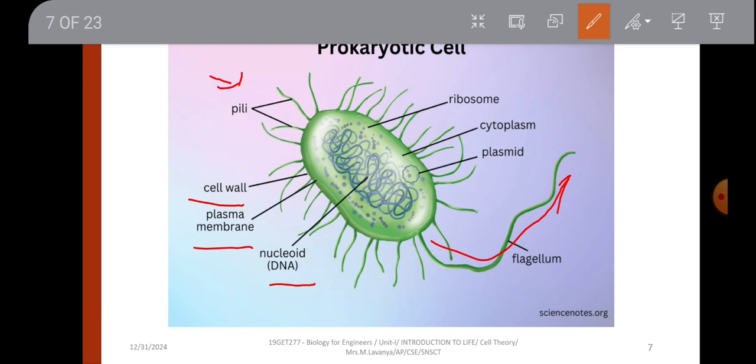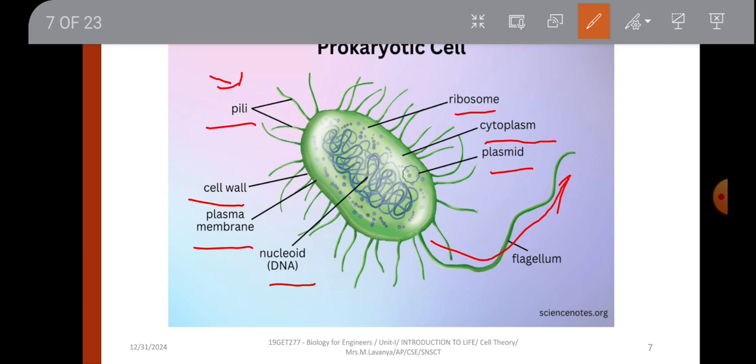And these small dots are known as ribosomes, and this spacious area within the cell wall of the plasma membrane is known as cytoplasm. And these small dot-like structures within the prokaryotic cell are known as plasmids. And these small tails which are present on the outer layer of the cell wall are known as pili.